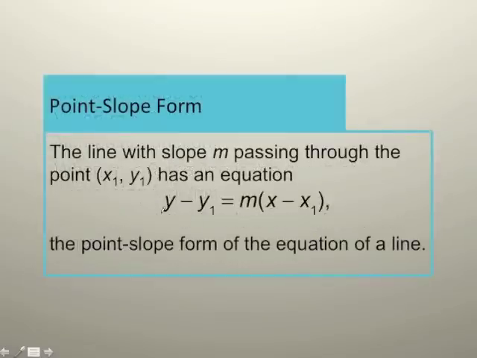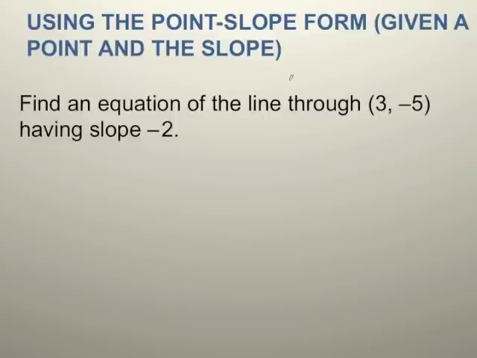One form to write an equation in is a line with a slope m passing through the point (x1, y1), has the equation y minus y sub 1 equals m times x minus x sub 1. This is the point slope form of the equation of a line. And here we have the point and the slope, so we can find the equation of a line.